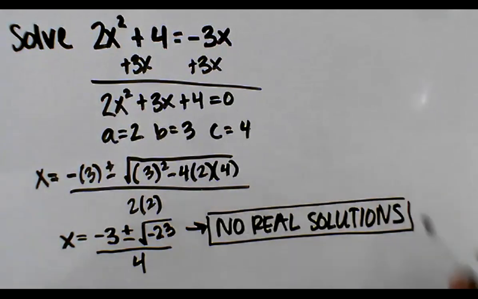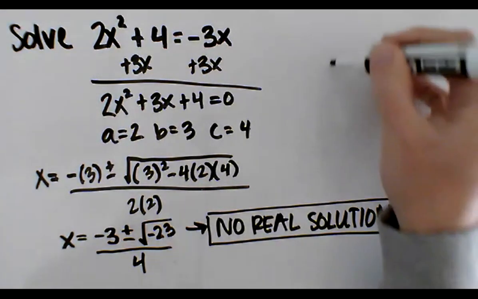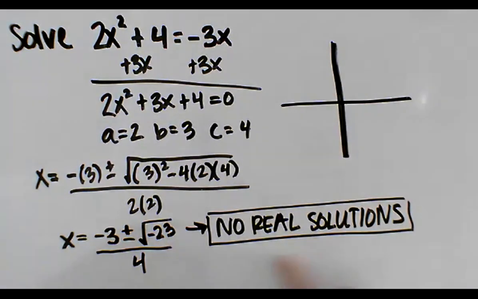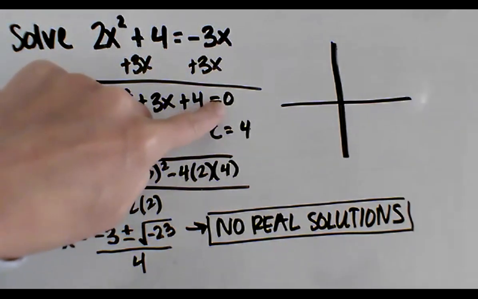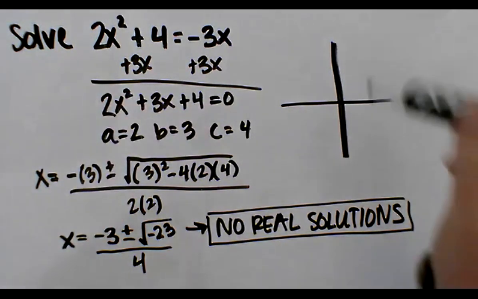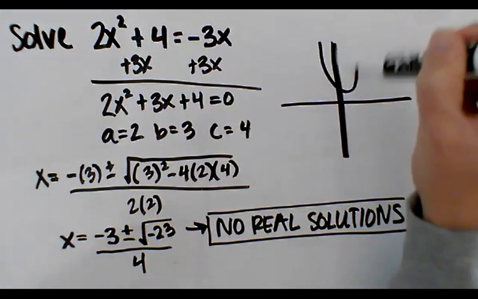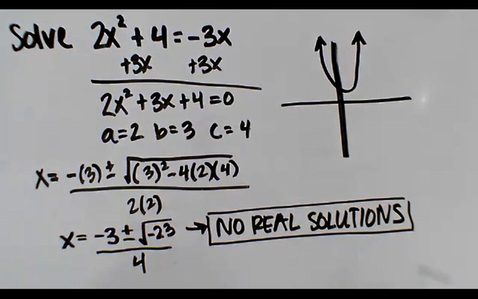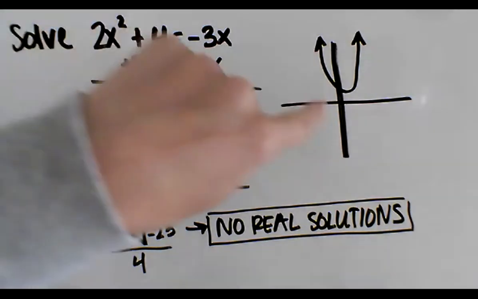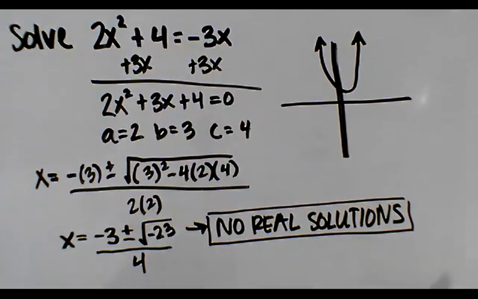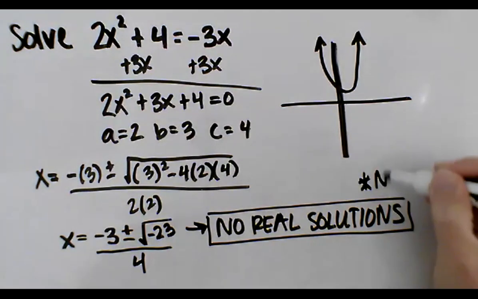So what that would look like on a graph would be that I have no x-intercepts because we know that solutions are really x-intercepts because we're solving for when y is 0, essentially. And since this one is never on the axis, the x-axis, it kind of looks something like this. That's not a great drawing, but we're going to go with it. It never touches the x-axis. So no real solutions also means that we have no x-intercepts.